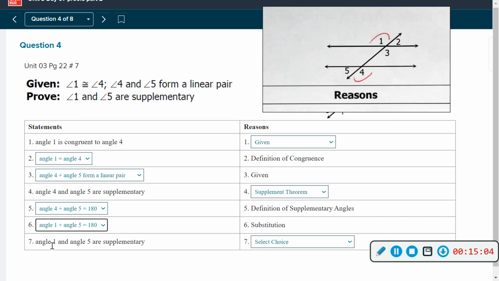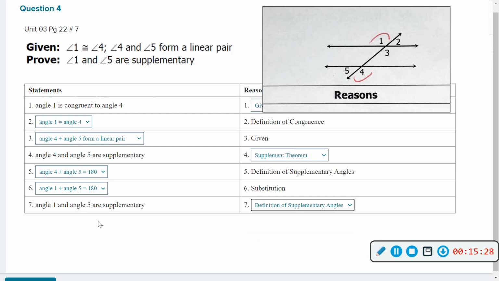And finally, angle 1 and angle 5 are supplementary. How do you know that? Well, let's see. Angle bisector? No, we didn't say anything about bisecting. Supplementary angles? That sounds right. Or angle addition? No, we didn't do angle addition. Angle addition says left plus right equals the whole shebang. That's not what we did. We did supplementary angles. And that is the answer for page 22, number 7. All right, let's keep going.